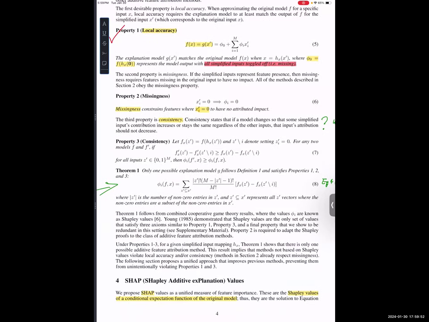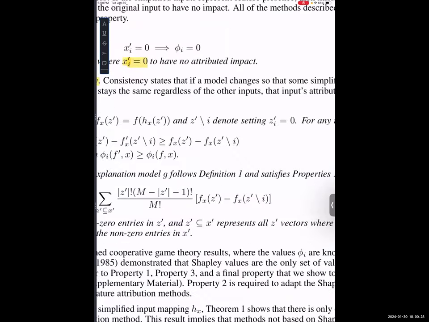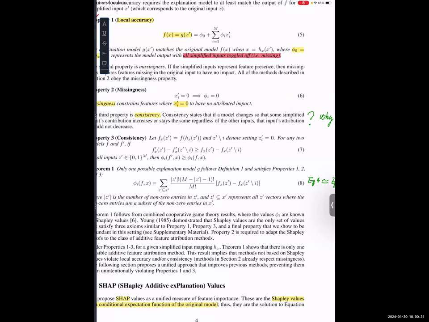The third one is what they call consistency. This actually also makes sense if you really read into it. What it basically says is, let me look at my notes before the class. Consistency. Oh, I don't know. Sorry, I didn't write it here, so I forgot.